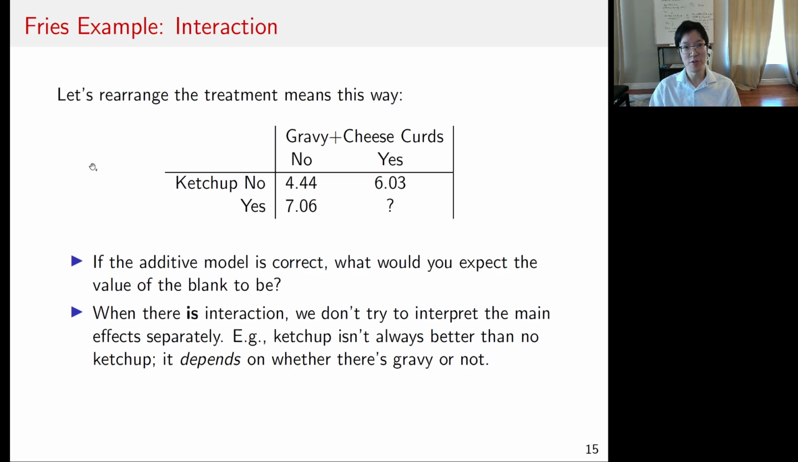Okay, so this is the question. So let's rearrange the treatment means in this way. So here's a table. I've rearranged it into a 2x2 table. And so you have no and yes for ketchup and gravy respectively. Okay, so here are the 3 numbers I just copied. So 4.44 was the average for neither, and then 6 was the average for ketchup, no gravy, and then 7.06 was the average for gravy. I think I actually messed up the labels, but that's okay. That doesn't affect the question.